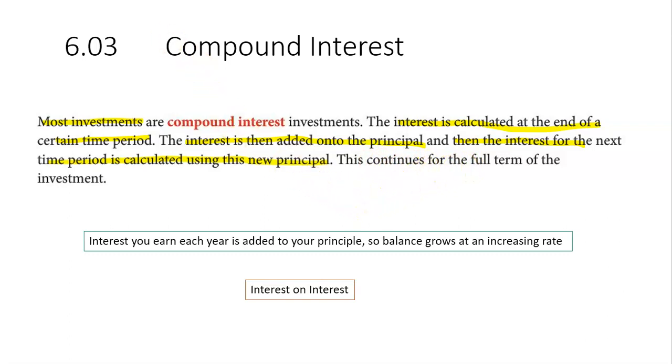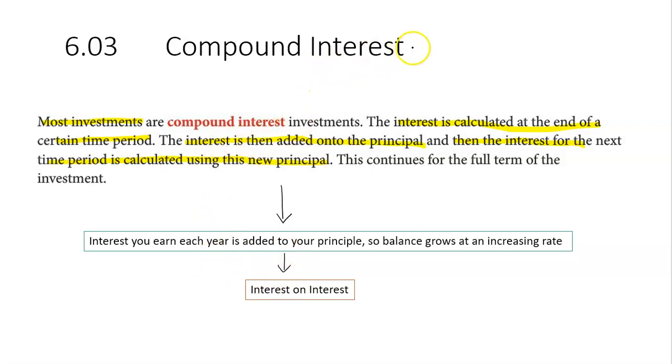So basically, to make it short, compound interest is when the interest you earn each year is added to your principal. Therefore, your balance will grow at an exponentially increasing rate. Or, another simplified keyword: interest on interest. So that is what compound interest is.